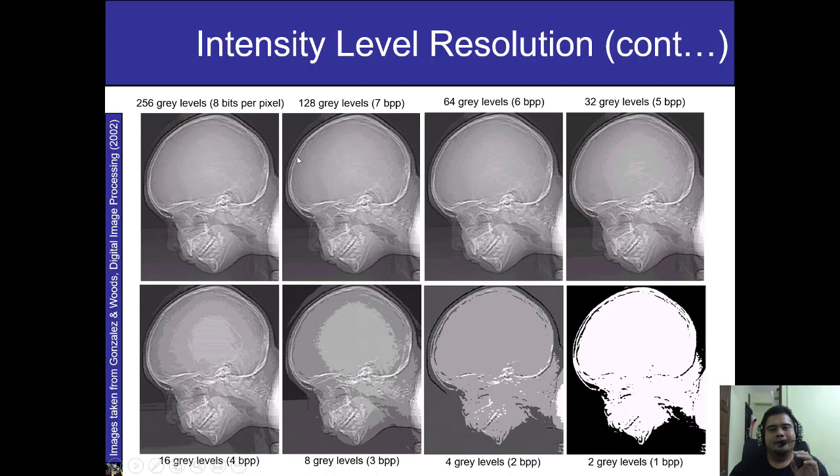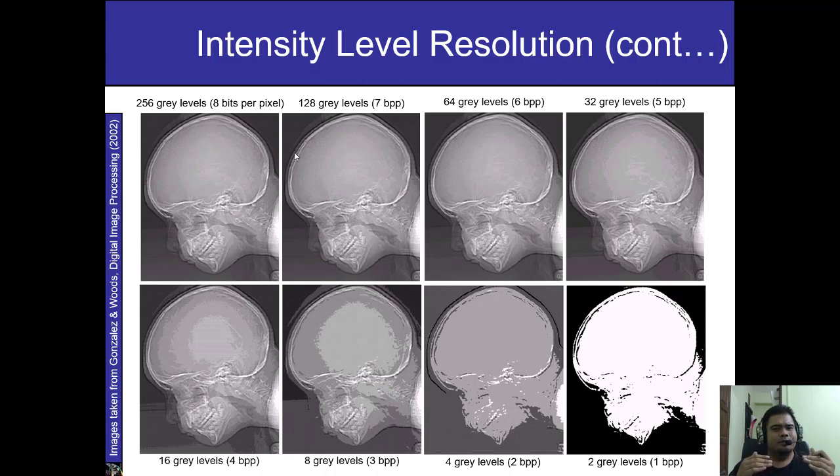Okay, so that is why by default our computer system only uses an intensity level resolution of 8 bits per pixel, because 8 bits is enough to trick your eyes. If you increase the intensity level resolution to more than 8 bits per pixel, your eyes are not sensitive enough to see any change.